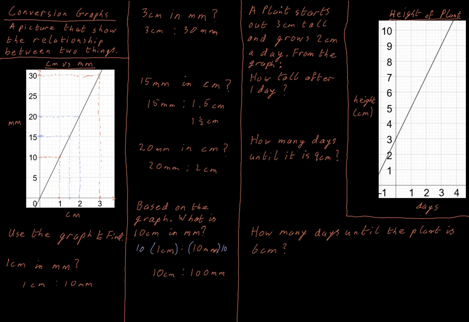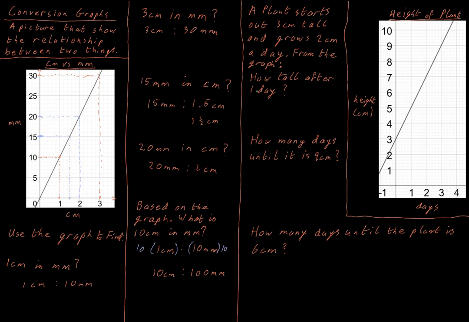Now, let's take another example. A plant starts out 3 centimeters tall and grows 2 centimeters a day. From the graph, how tall is it after 1 day? Well, let's go to our graph. You can see here we have our title and we have each of our axes labeled. I'm counting up the days along the bottom axis, the x-axis, and I'm counting up the height of the plant along the y-axis, the up and down axis. So how tall is it after 1 day?